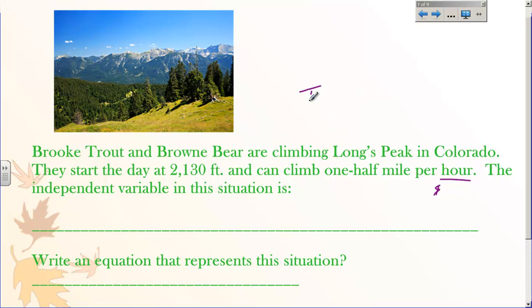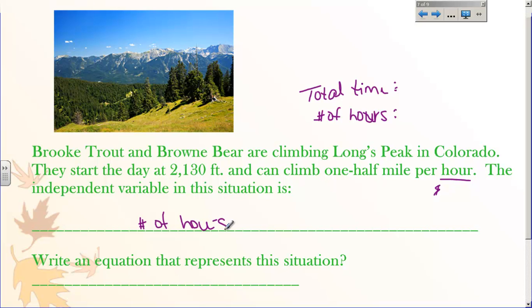So we have two variables. We have the total time that it takes them to climb, and we have the number of hours. Oh, my foot went to sleep. I'm sorry. The number of hours that they climb. They sound the same, but they are not. So the total time that it takes them to climb depends on how many hours they climb that day. So the independent variable in this situation is the number of hours that they climb.